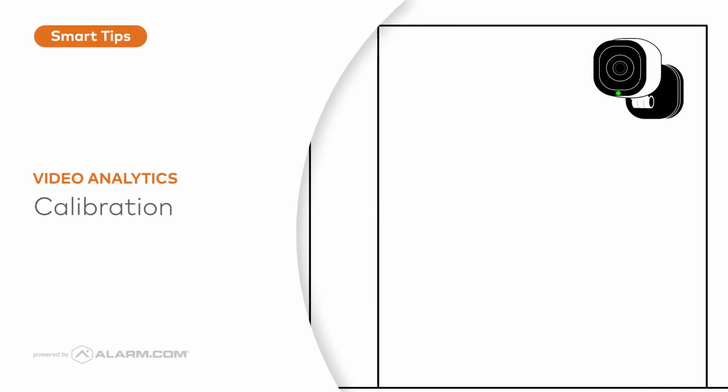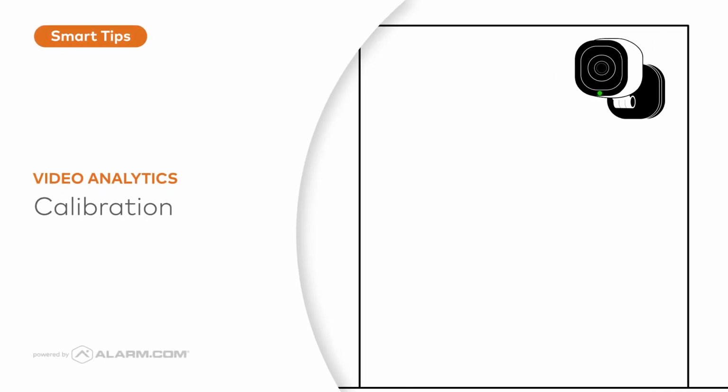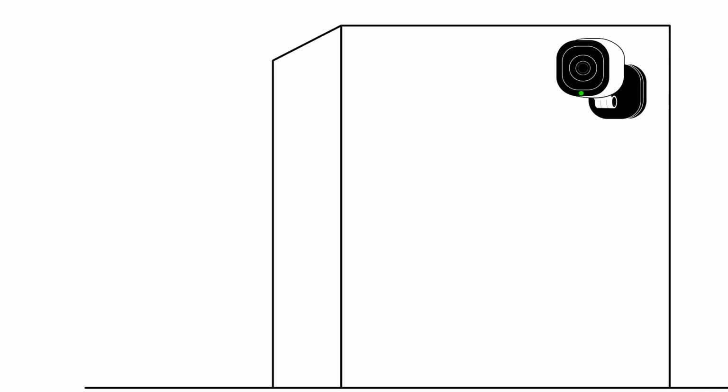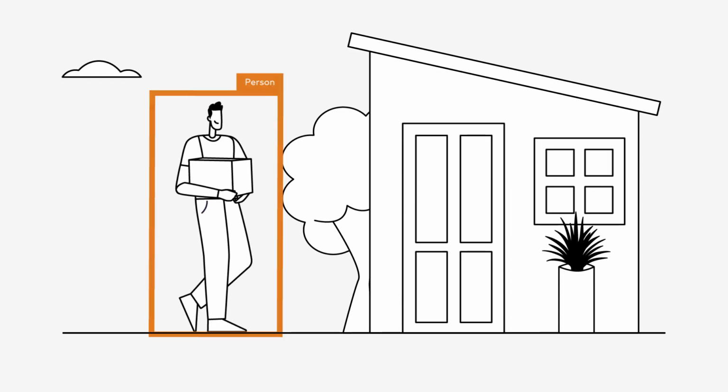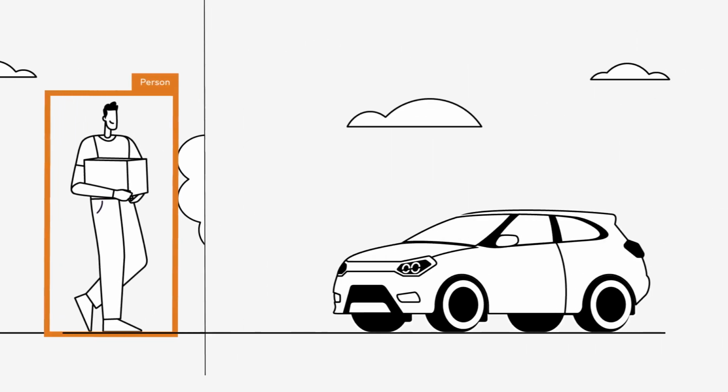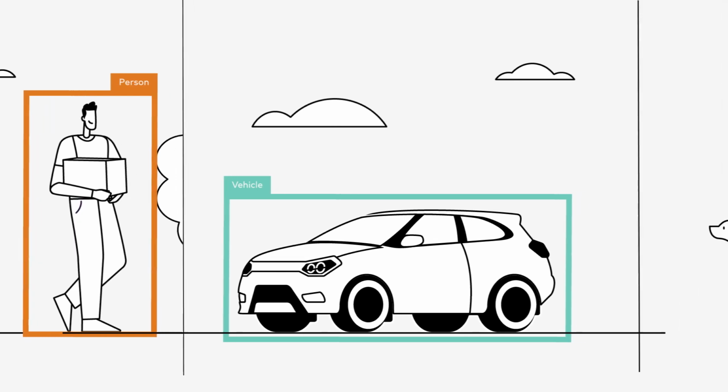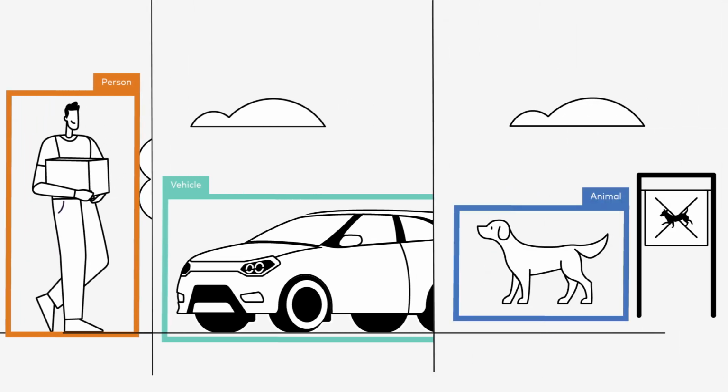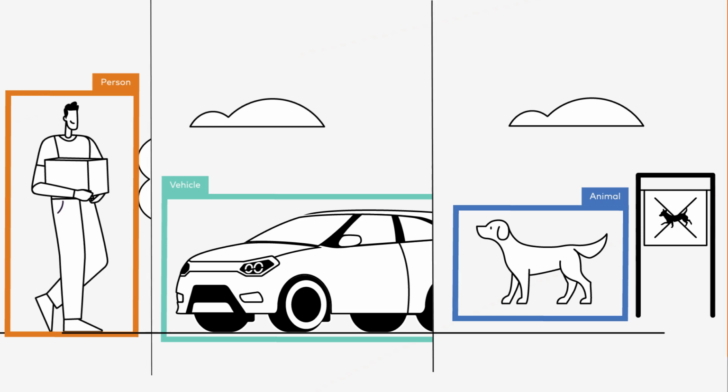Before creating a video analytics rule on a camera, you must first calibrate the camera. This step allows the camera to more accurately classify people and other detected objects. We also recommend running this calibration process if the camera's field of view is changed after the installation.